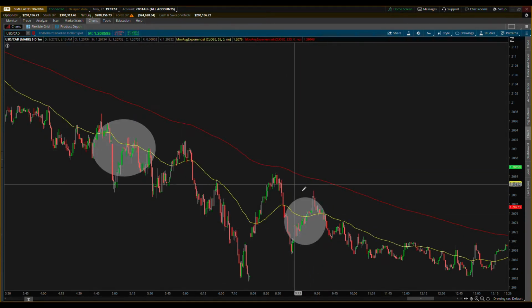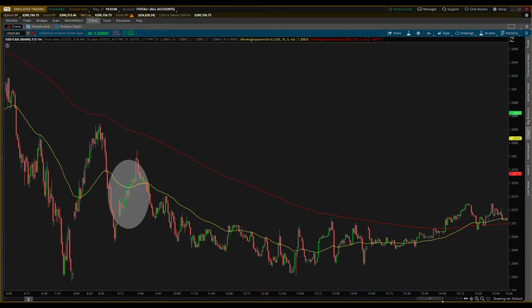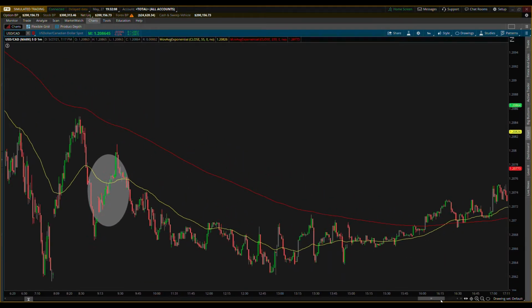So between this dot and this dot, New York and London are overlapping. So they're both open during this time, which is why you get a huge up, huge down flexibility in price action.